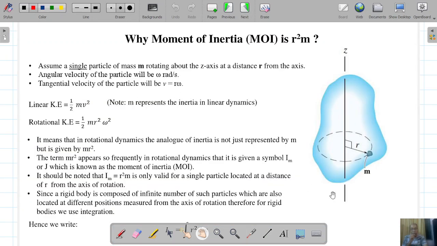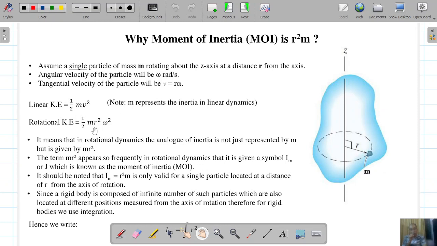Then if we have this body, which is r times m, r square times the integral of dm, we already know this body's angular velocity will be given as omega, and its tangential velocity will be v equals r omega. The linear kinetic energy of this particle m will be half mv square, but the rotational kinetic energy of this body is half m times v. Since it's rotational, we deal with tangential velocity v equals r omega, so it becomes half m, and for v square we place r square omega square.